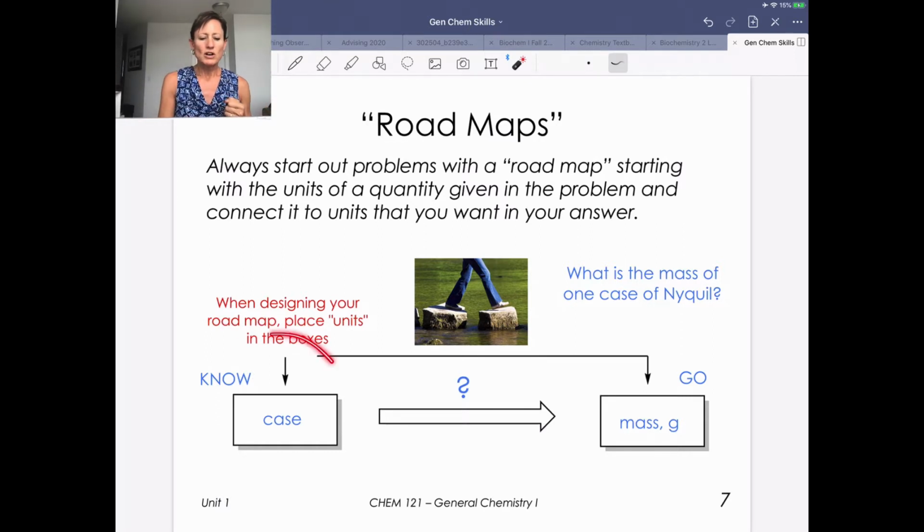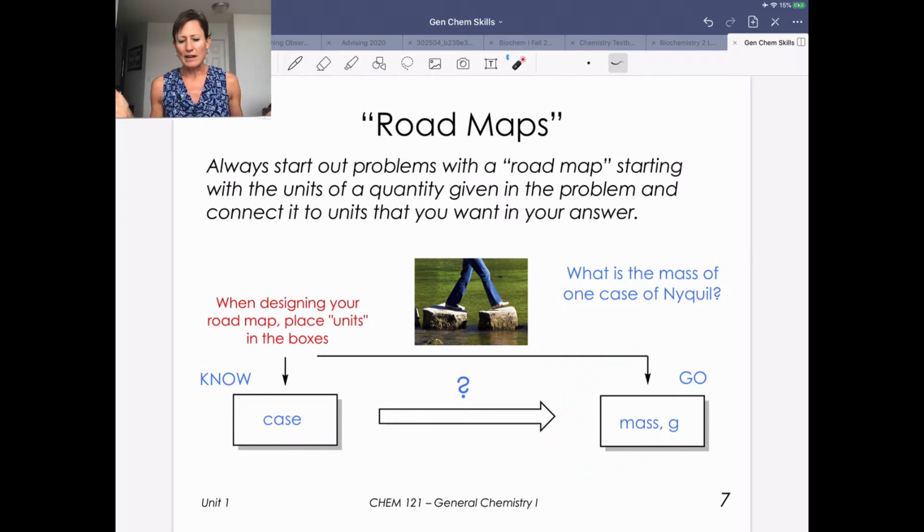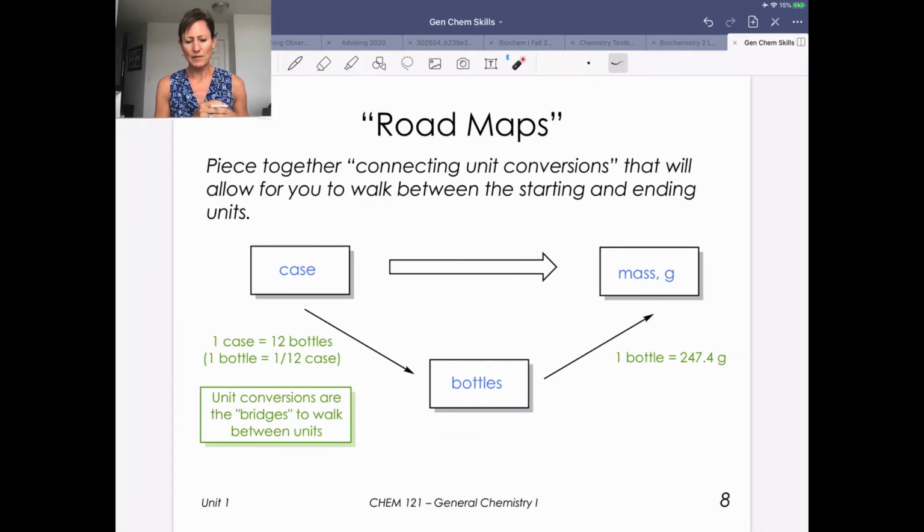Okay, so we're going to talk about the fact that we know we've got 1 case, and I'll highlight that those are some other pieces of information that we do know. So we know that we start with 1 case, and we want to know the mass in grams. So how do we connect these two pieces? What are the stepping stones that we're going to use? And again, this information is going to be provided in most of the problems that you have. So in this example problem, we know that a case contains 12 bottles.